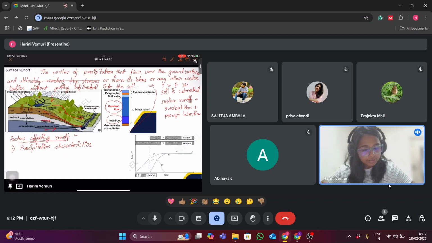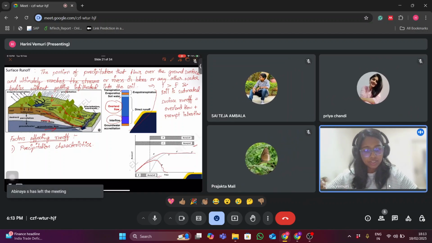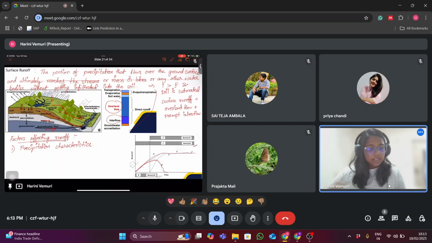In this graph, you can see there is a storm A, a storm C, and a storm B. Storm B is occurring for a shorter duration compared to storm C. When you see the runoff generated, storm B is this portion and storm C is this portion. From this graph, it is clear that when the storm occurs for a longer duration, the amount of runoff generated is huge compared to short duration rainfall.